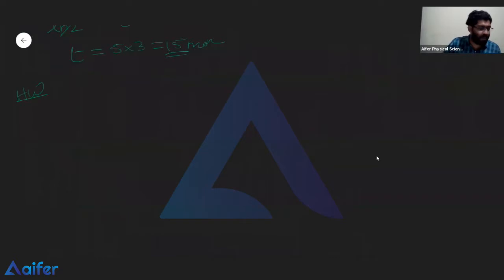Some homework questions. dy by dx plus 2y equal to 0, and y of 1 equal to 5, which means at x equal to 1, your y equal to 5. So if you solve, your solution will be y equal to 5 e raised to minus 2x plus 2.